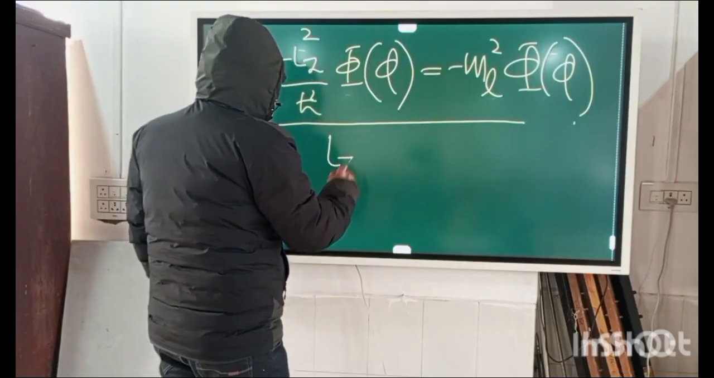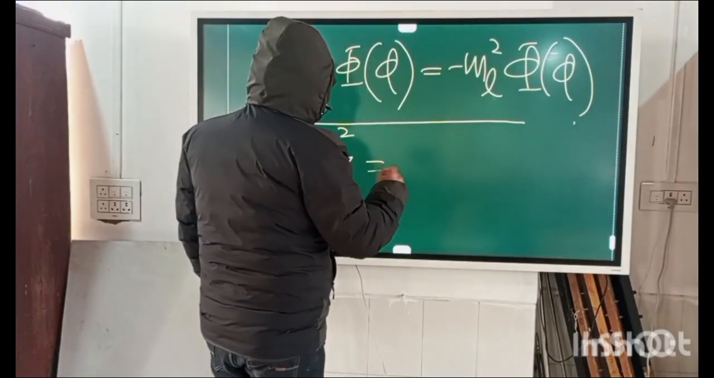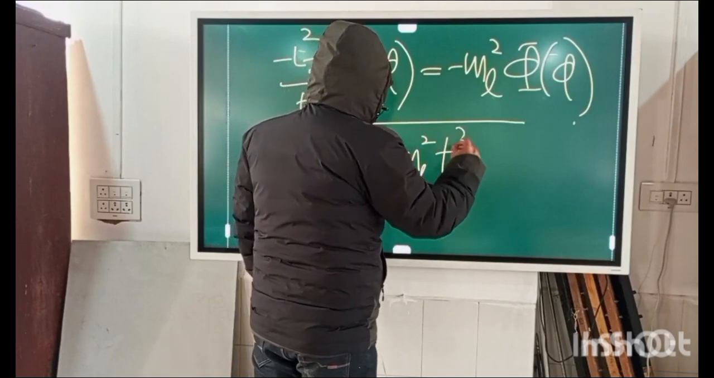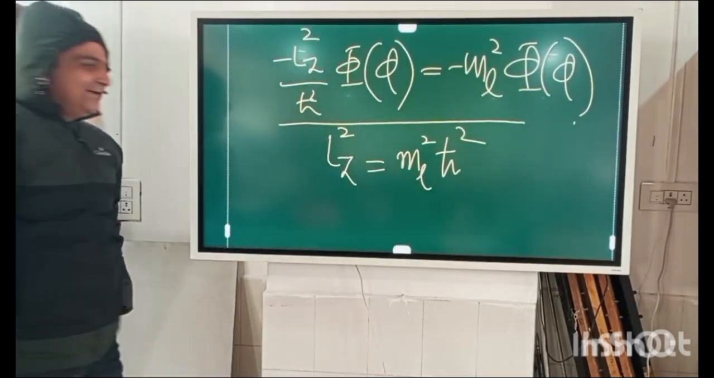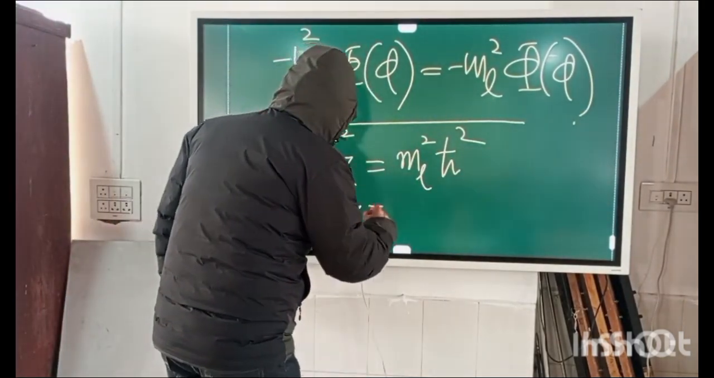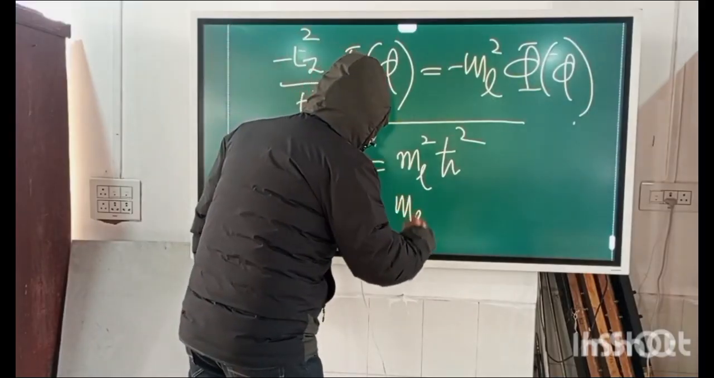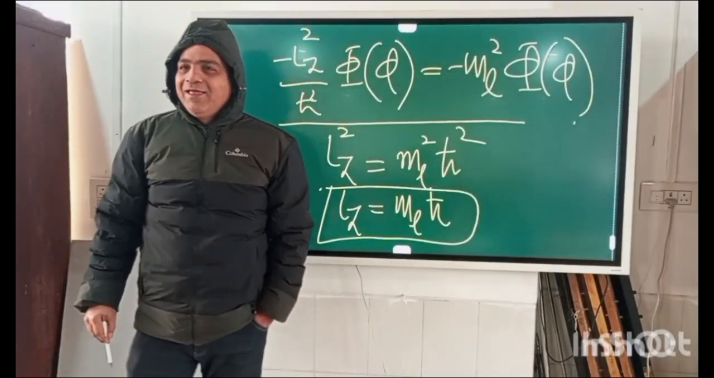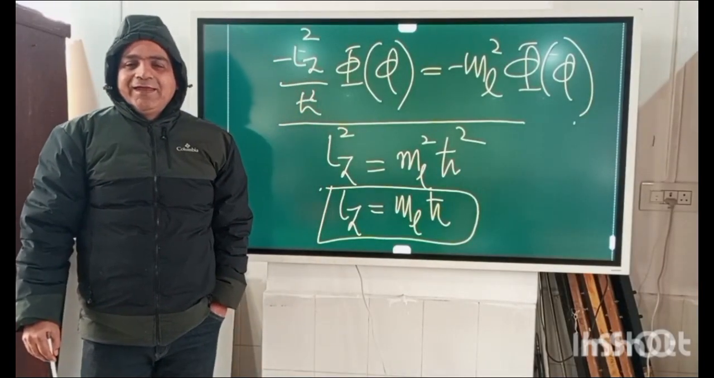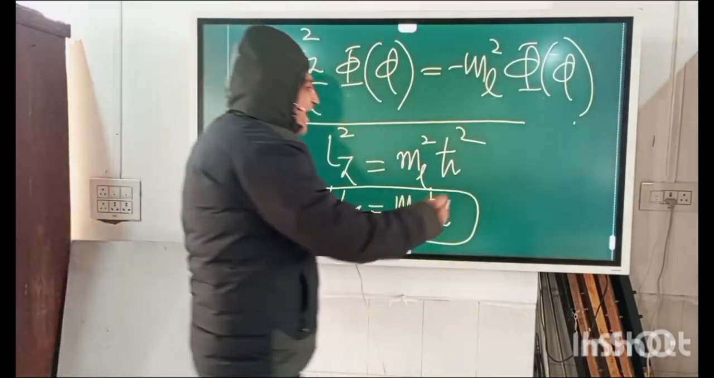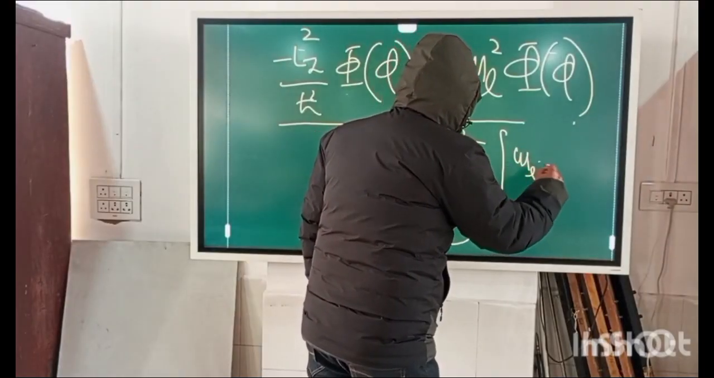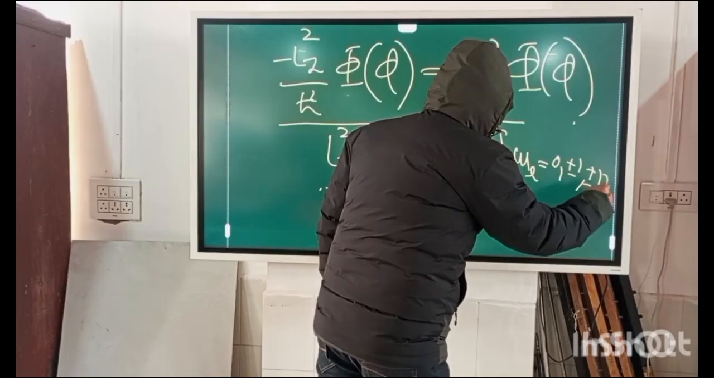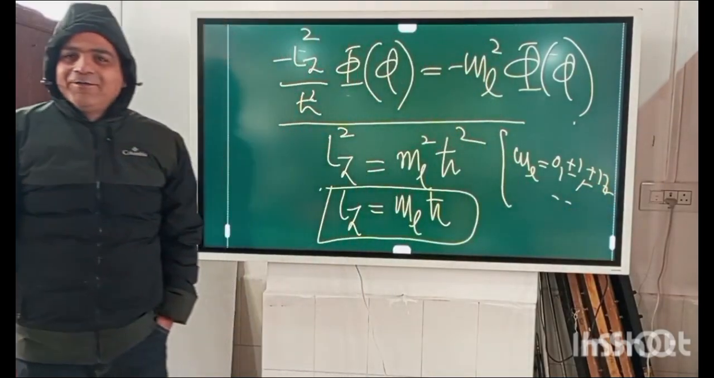So what will be Lz²? Lz² will be equal to ml² ħ². Right? So what will be Lz? That will be ml ħ. What is ml? Come on, Ikra. It is the magnetic quantum number. And what are its values? ml can be 0, ±1, ±2, and so on and so forth.